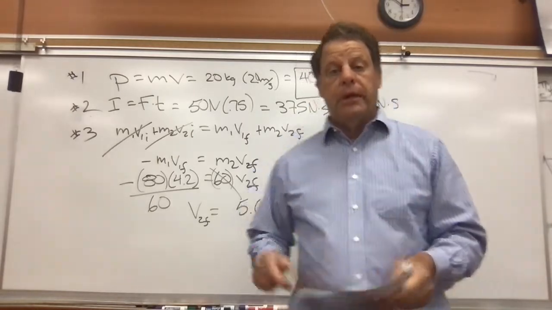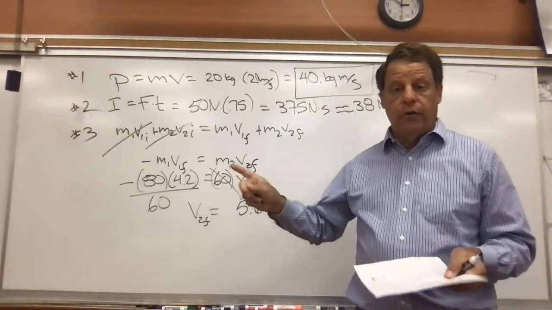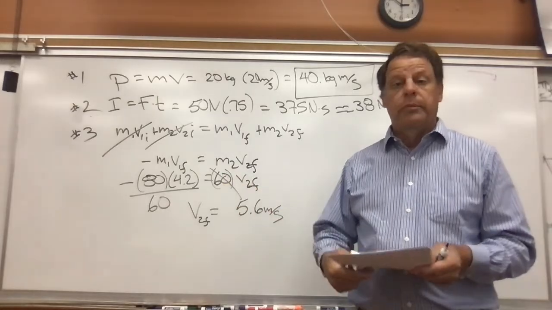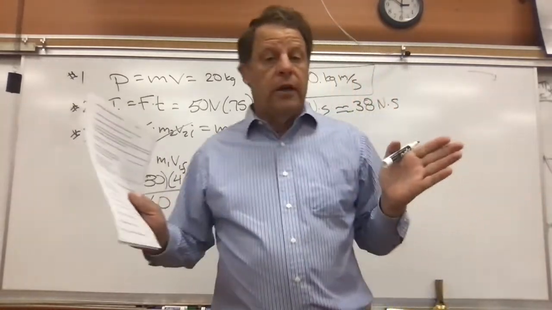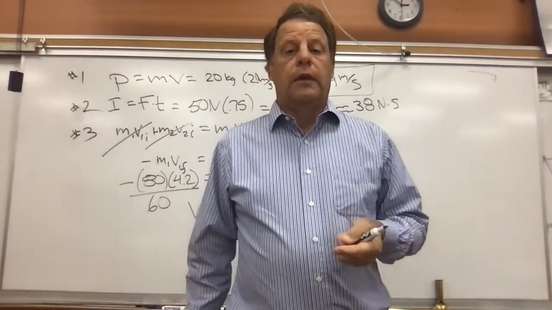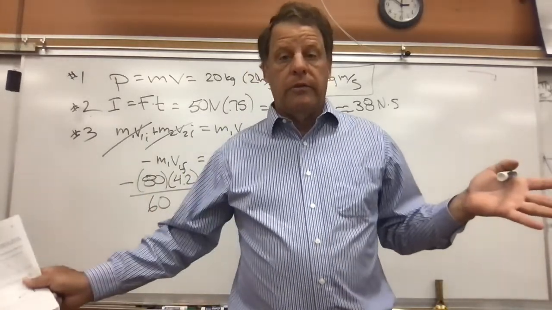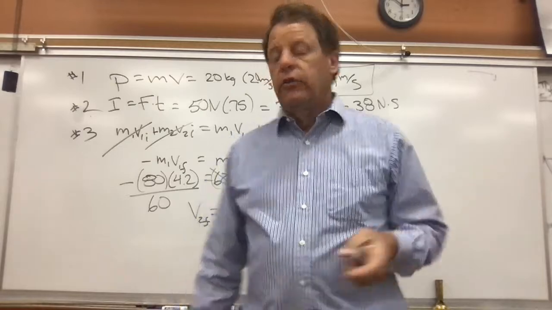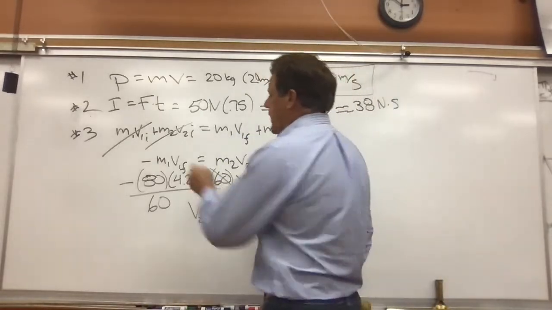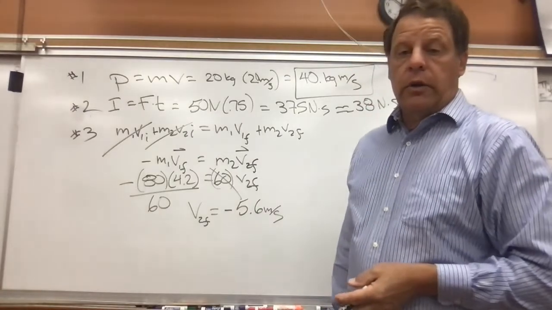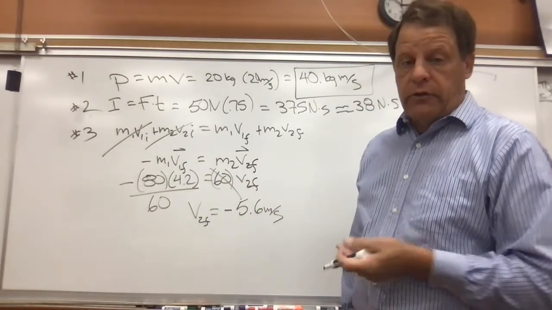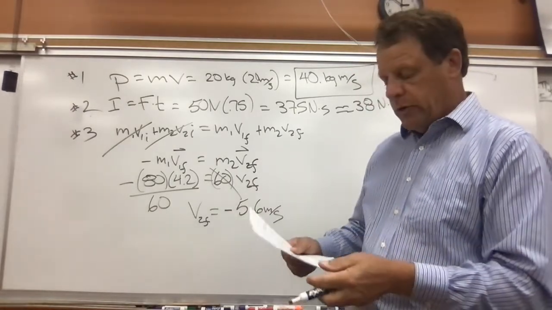Now, because I said in the question that the first skater was 4.2 positive, this answer has to be negative, because in order for them to add up to 0, one has to be positive and one has to be negative. Although I'm not writing it, we have to remember that these things are vectors, and so they have a direction.